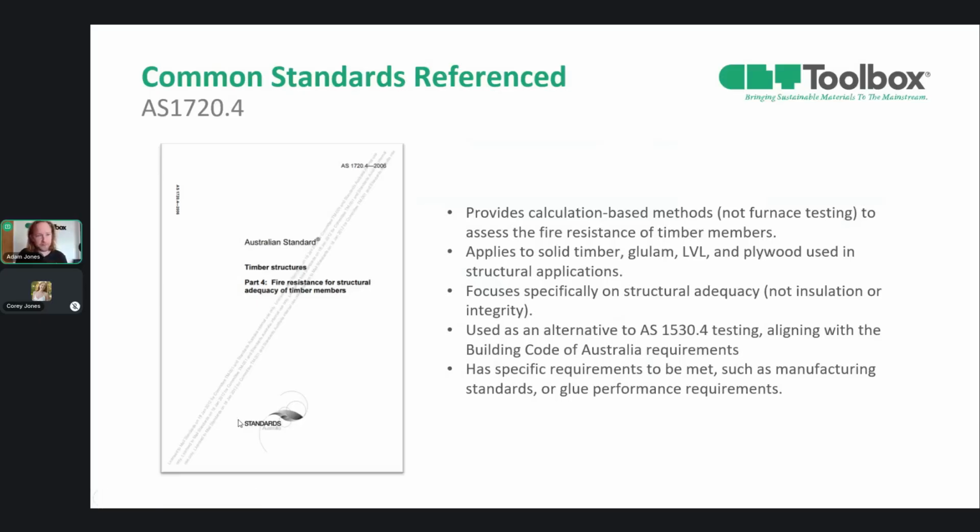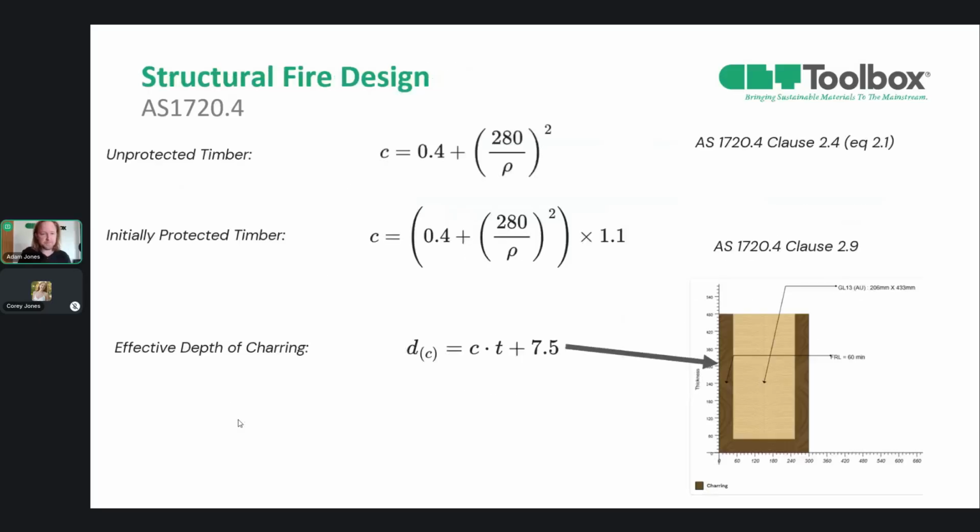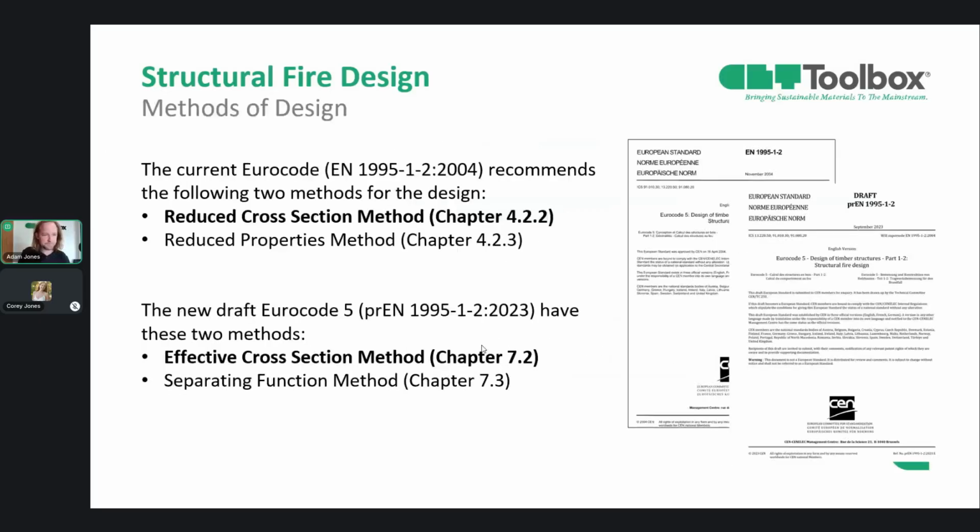So if you look closer at AS1720 Part 4 as a method, as I briefly mentioned before, this is focusing specifically on adequacy as an alternative to AS1530 Part 4 fire testing. And that's assuming that you've got a few of the requirements that have been met. So in this, it does give you an opportunity to work out a char rate based on the density, which is different for an unprotected versus initially protected timber. And then you can work out the depth of char and reduce it from the initial fire section to then actually perform the design. When it comes to Eurocode, there's two methods available.